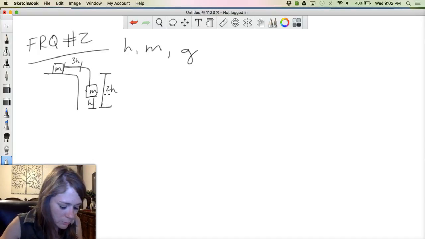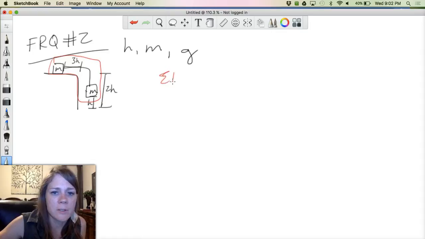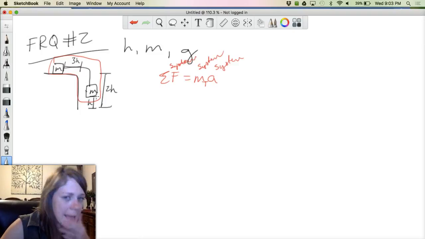The first thing they want us to do is to determine the acceleration on the block B as it descends. So I need to write a summation. Well, first I need to draw a free body diagram, and I want to think of this as a system, because the sum of the forces on a system is still equal to the mass of that system times the acceleration of that system. So I'm going to say the total mass of the system times the acceleration of the system. And I defined both of those masses as my system.